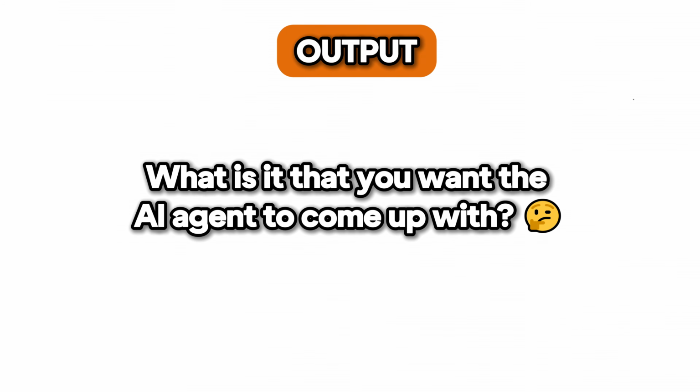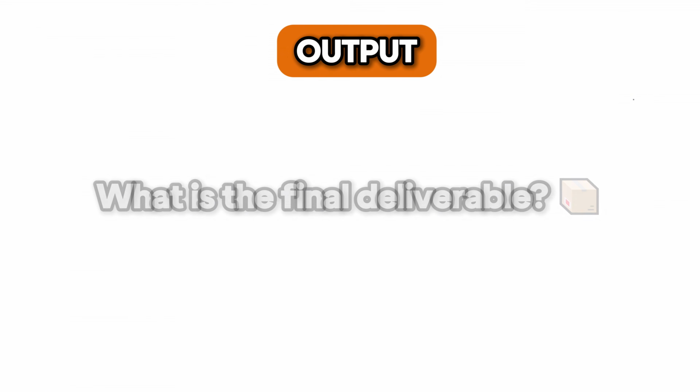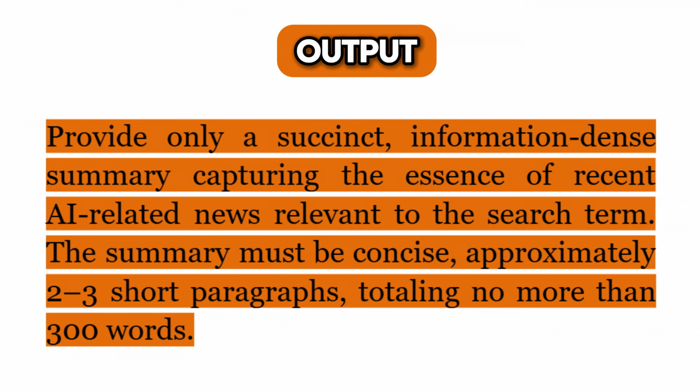Fourth is the output. This is where you want to go into detail about what it is that you want the AI research assistant to come up with. What is it supposed to ultimately look like? What's the final deliverable? In this case, you can write, provide only a succinct information-dense summary capturing the essence of recent AI-related news relevant to the search term. The summary must be concise, approximately 2 to 3 short paragraphs, totaling no more than 300 words. It exactly knows what it's supposed to output now.